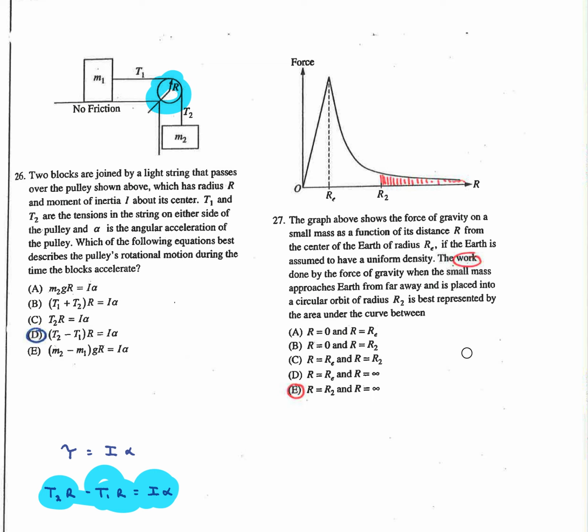This is a little calculus. We know that the work is the accumulation of force over distance. So the work is the area under this curve. We're taking an object from way, way out and bringing it to R2. The work done is the area under the curve.